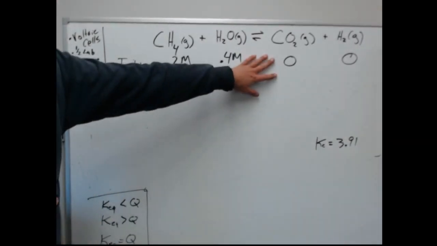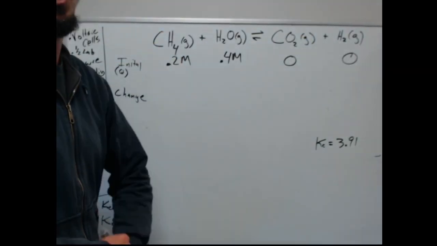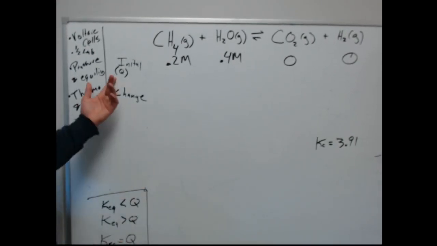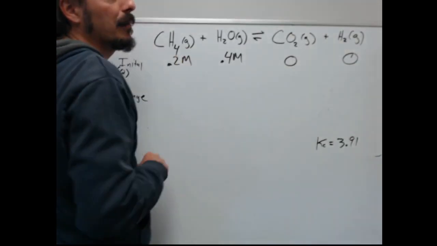If I have 0 products, can it go towards reactants? Is there anything over here that can react and push this way? No. Right? The Q, if I calculate this, I'm going to have 0 times 0 divided by 0.2 times 0.4.